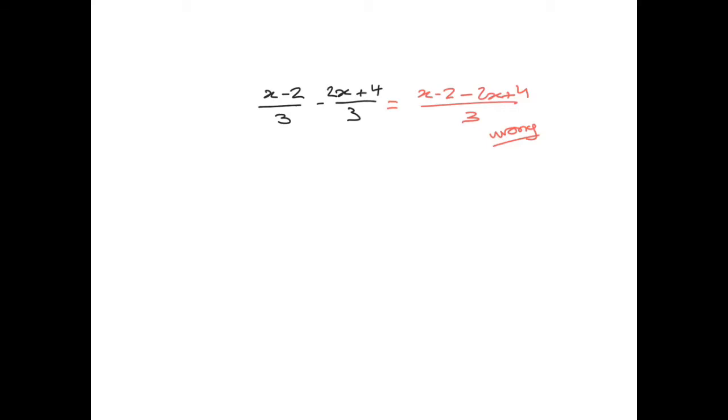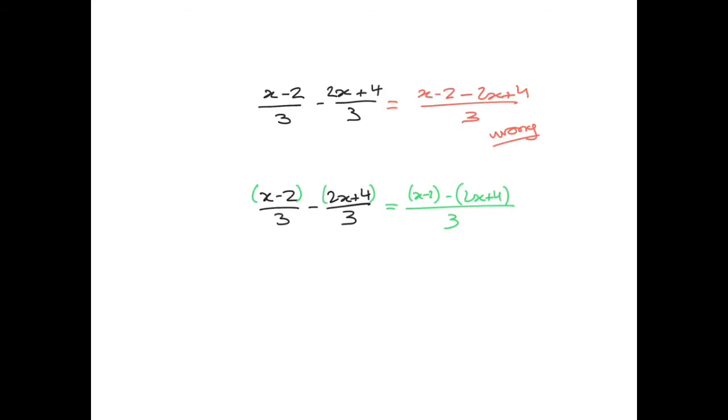So here you see that the numerator of this fraction works as a whole, and so does this one. To clearly emphasize this, we can actually add brackets here and there to the two numerators. And so when you go for the subtraction here, you see that you need to subtract 2x plus 4 as a whole from the x minus 2. And the whole thing will be over 3.